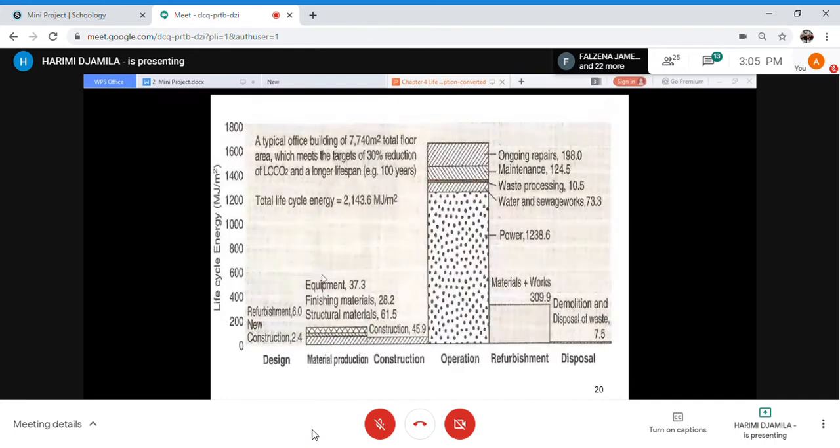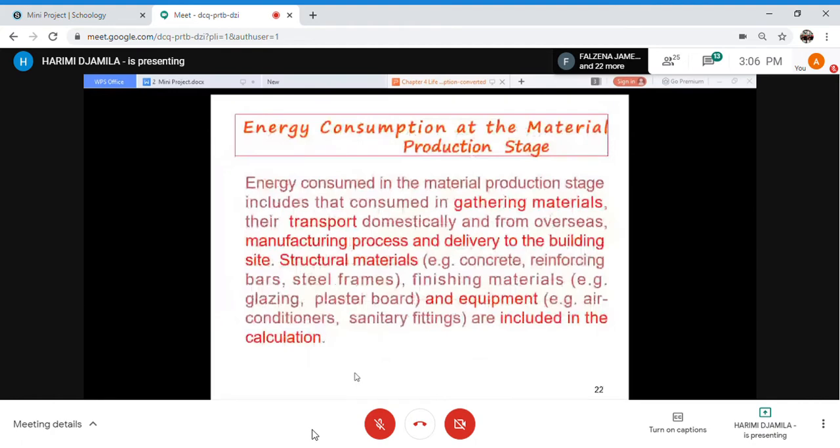Okay, so now we pass to the material production stage. Even if you import a product, you are supposed to search for all the sources of the product, the origin of the materials, etc. So even if it's imported, transportation and so on is still supposed to be considered, including the equipment. Equipment means for the materials, by the way.